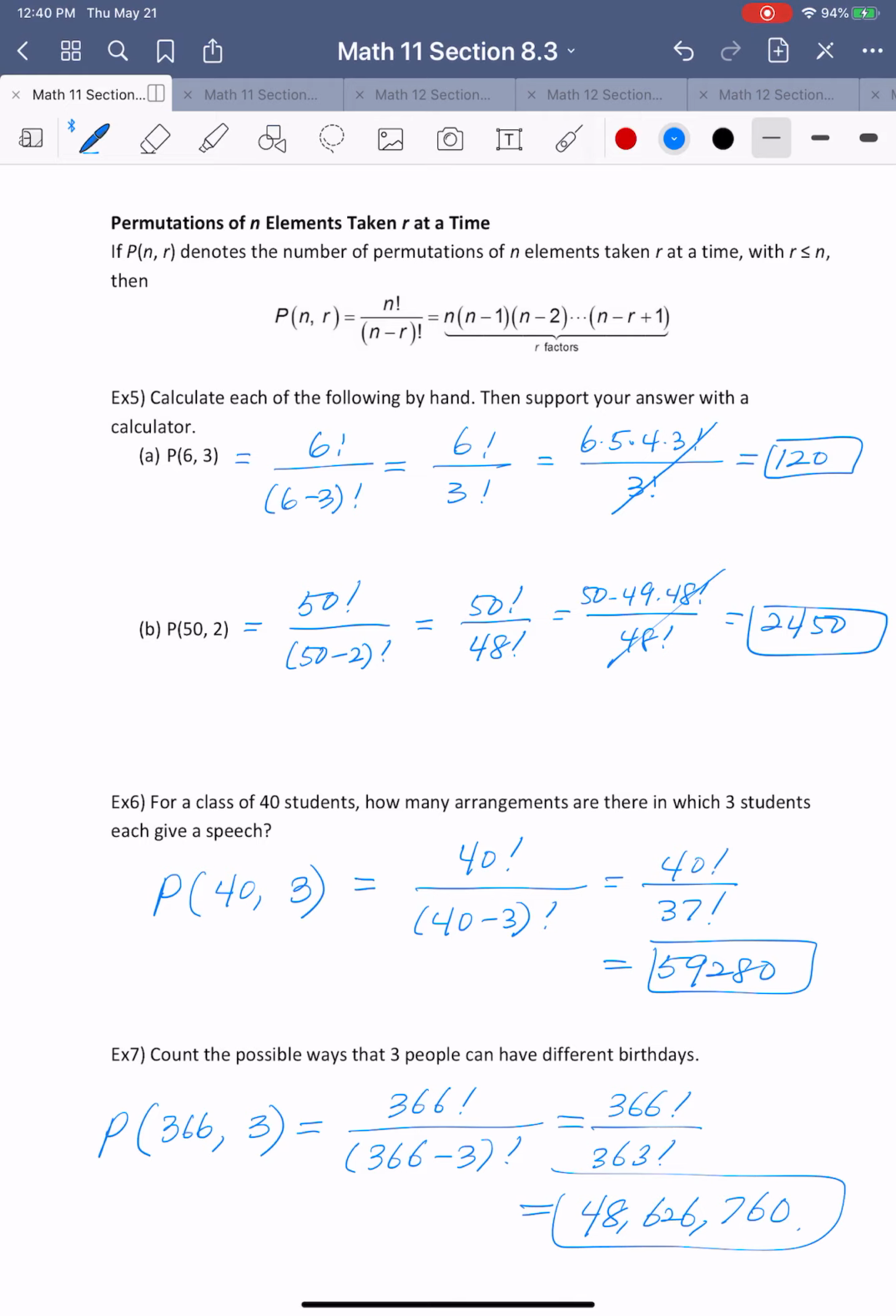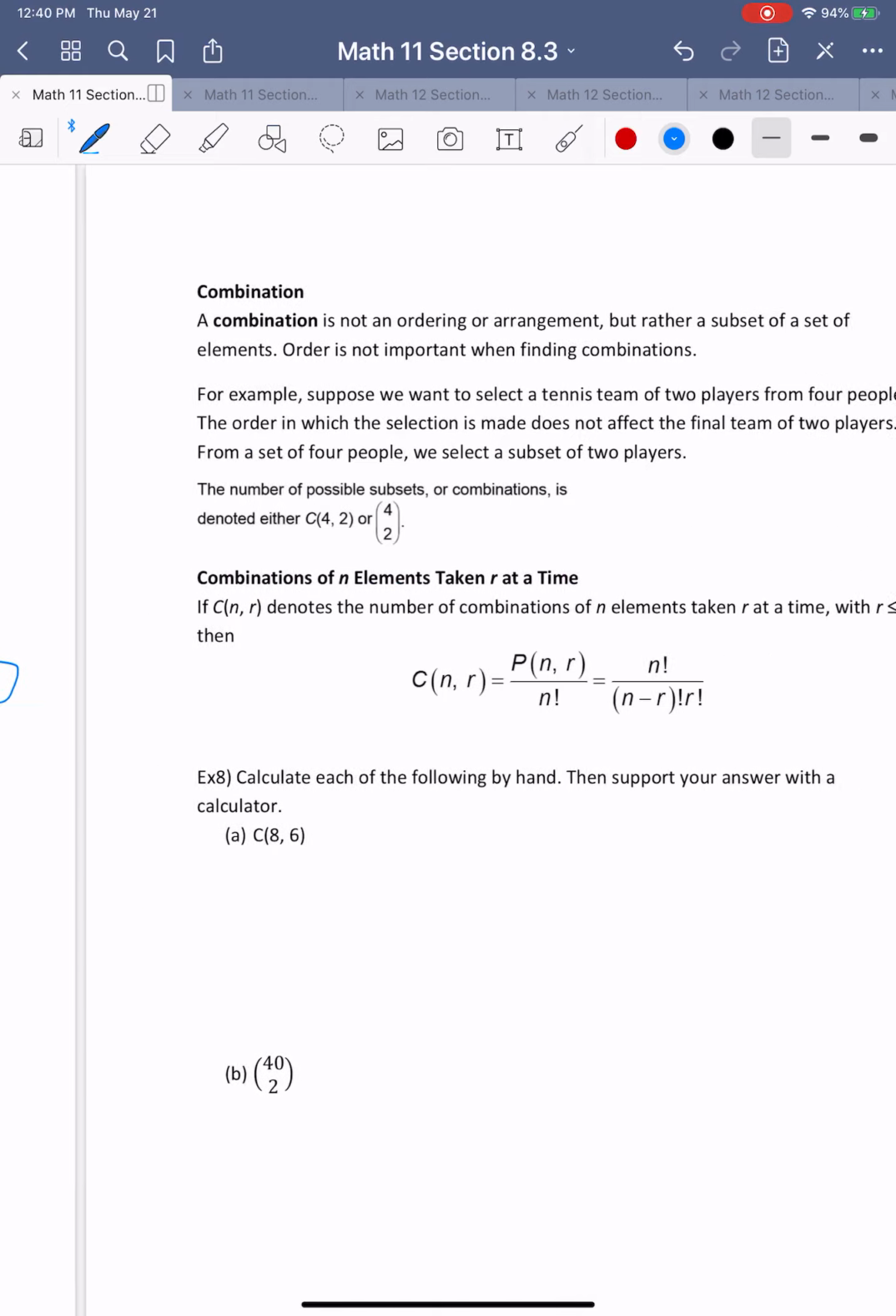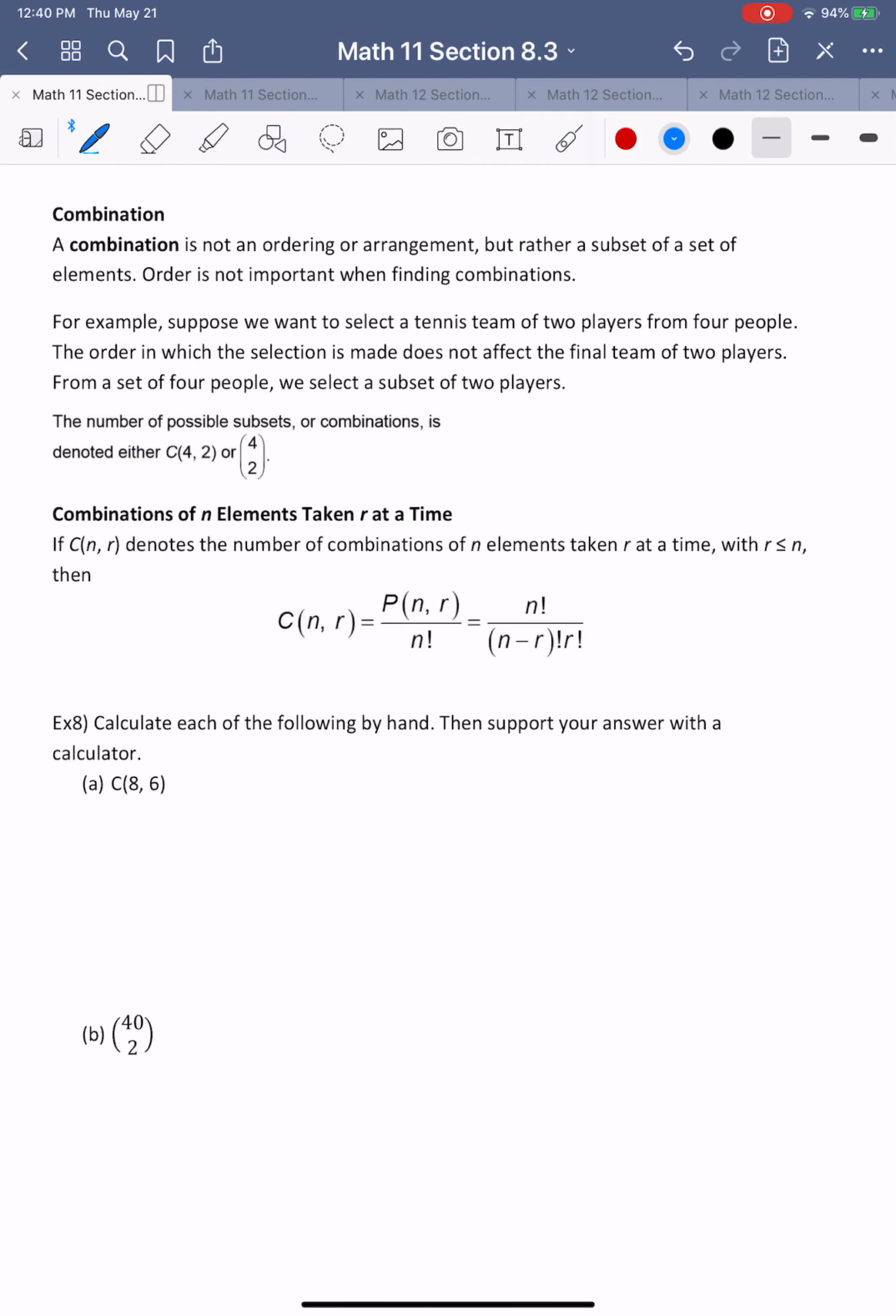All right, let's look at the next problem. Now the combination. Combination is different from permutation. The order is not that important. For example, suppose we want to select a tennis team of 2 players from 4 people. It doesn't really matter which is picked first, okay? So that's when we use combination. So you have fewer possible ways, okay?